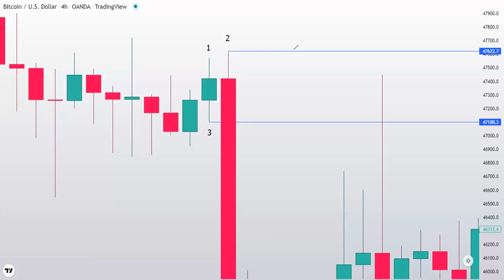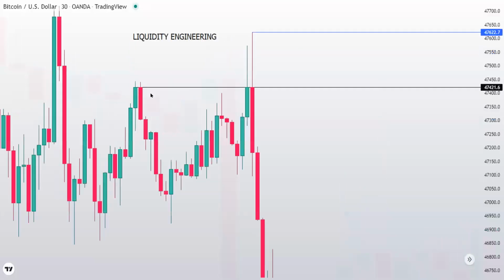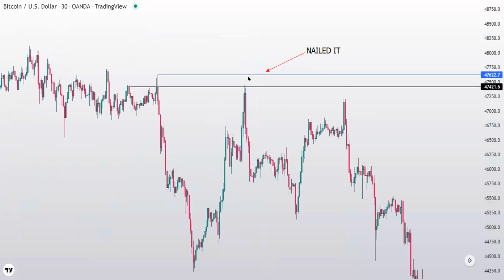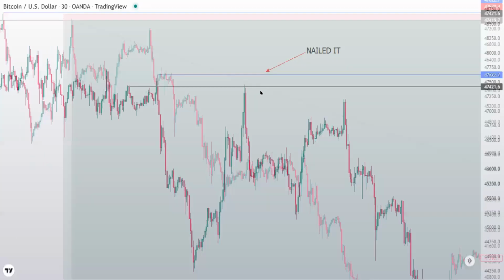So if I come to 30 minutes time frame for refinements, this was my liquidity engineering, but also I had another type 1 on this area, if you observe it clearly. So when you find a trade like this, maybe on the higher time frame you have type 1 and on the lower time frame you have type 1, that is the highest probability trade that the market can offer. So later on, the market came, tapped into the entry point, as you can see. Then the market continued to go down.